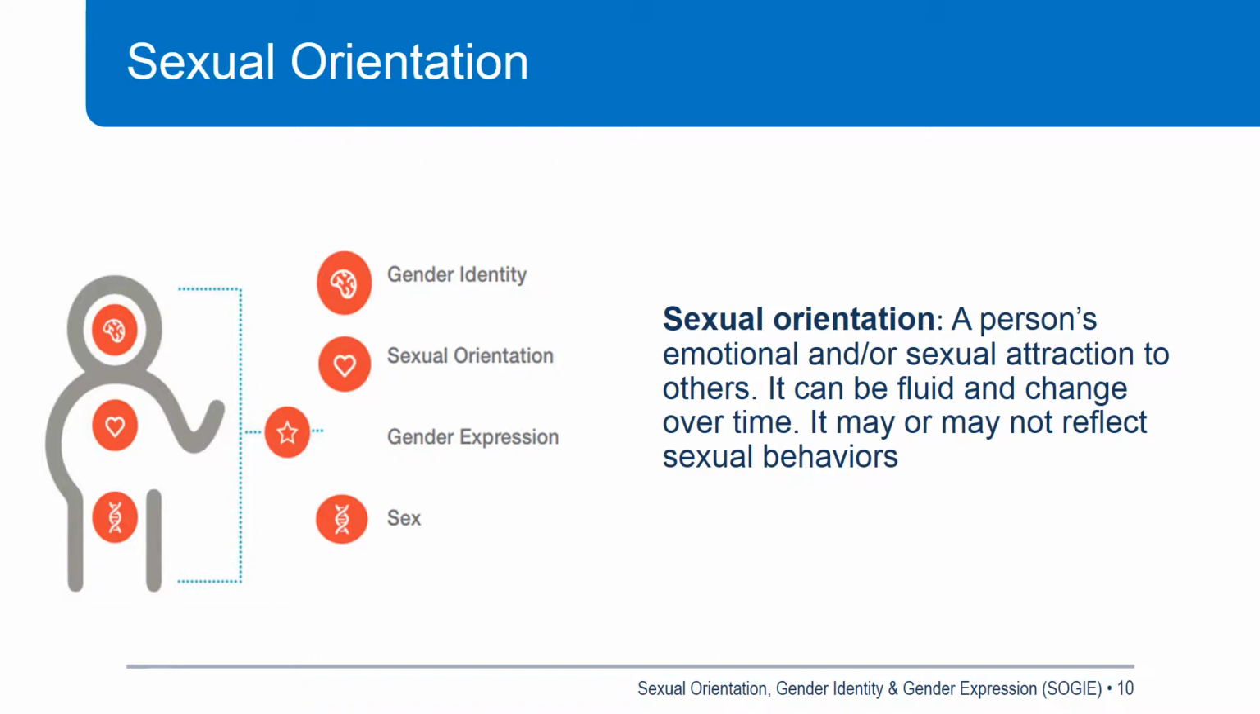Another part of the SOGI acronym is sexual orientation, a person's emotional and/or sexual attraction to others, which can be fluid and change over time. It may or may not reflect sexual behaviors. Ultimately, the heart wants what the heart wants, and conveniently on our traits diagram here, our everybody tool, you can see that sexual orientation has the icon of a heart.